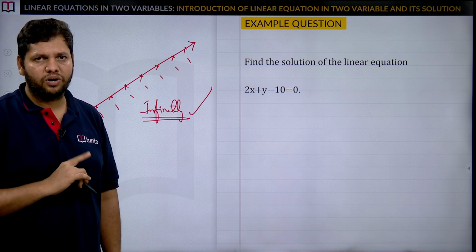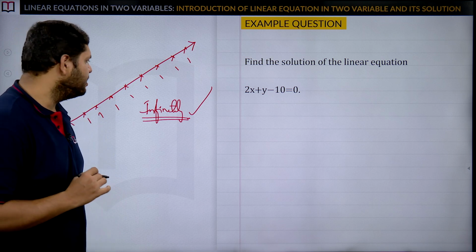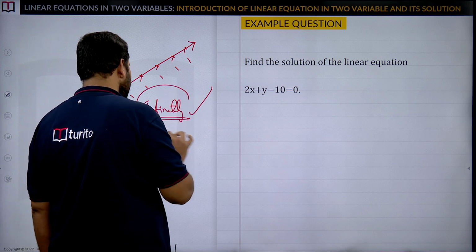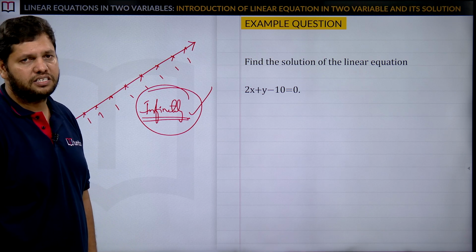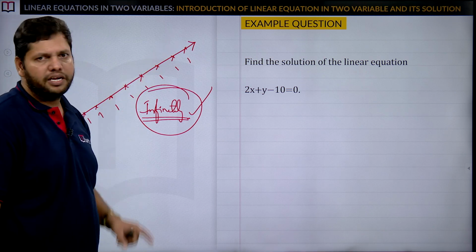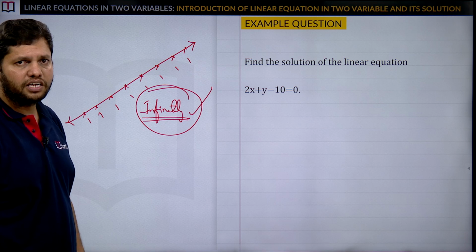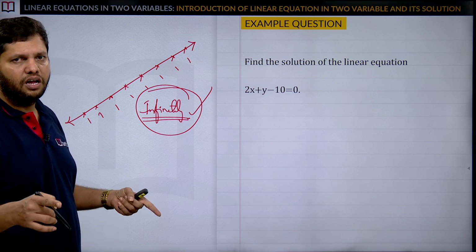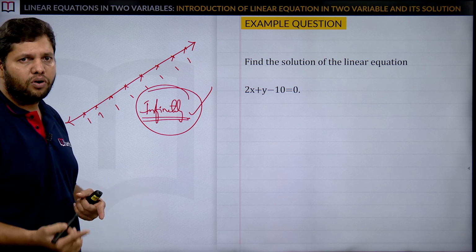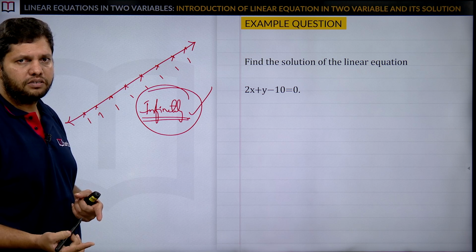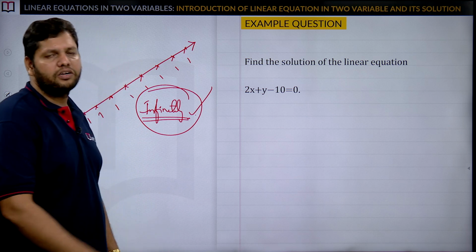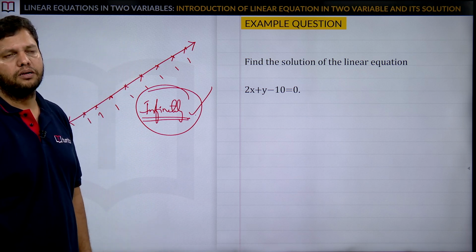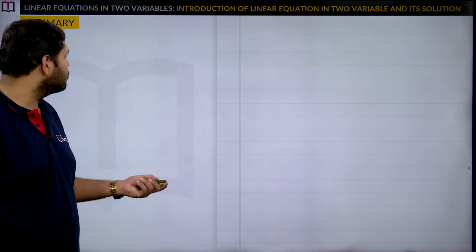Am I clear on this point, children, or any doubts? A linear equation in two variables has infinitely many solutions because it's a straight line. The shape of the line is a straight line. A straight line can be extended in both directions, and a straight line has infinitely many points, isn't it? Therefore, it has infinitely many solutions. So that is the important point, children. Try to remember this point. Okay, fine. Children, let us see another question.